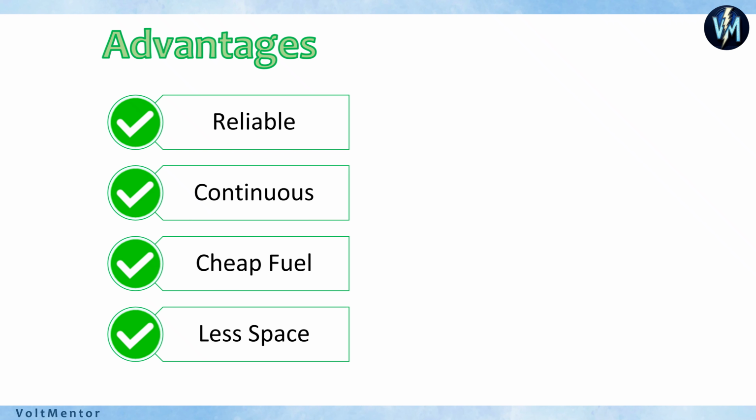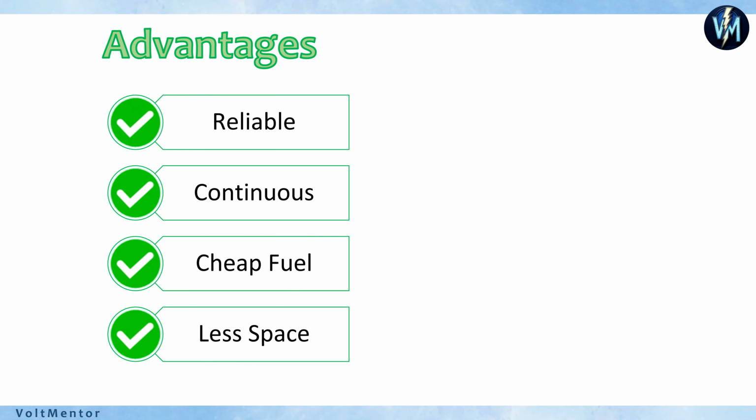Now let's come to the advantages of a thermal power plant. Firstly, it provides reliable power generation. It can work continuously for long periods. The cost of fuel in case of a coal-fired thermal power plant is cheap. It requires less space and can operate in any weather conditions.